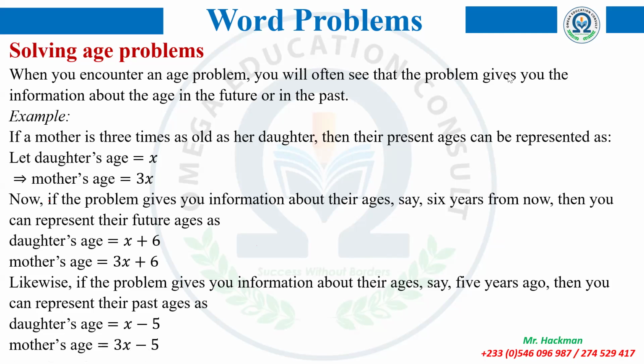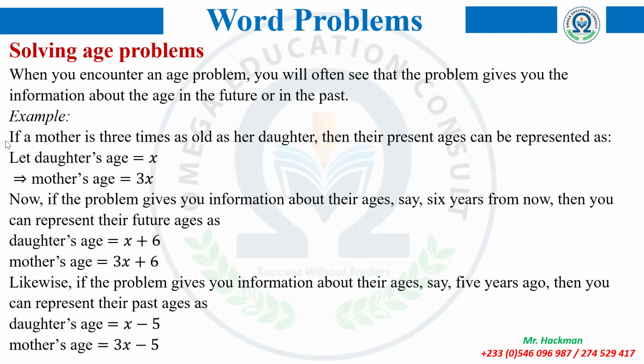Okay, so the problem gives you the information about the age in the future or in the past, and you'll be asked to find the present age. So the information will be about the future age or the past age, and you will be asked to use that to find the present age. Usually that is how the question will be.